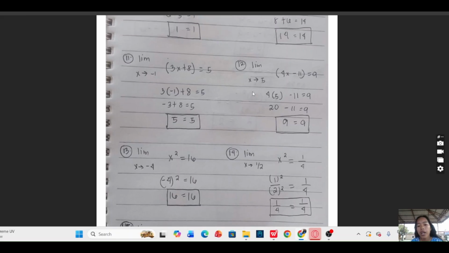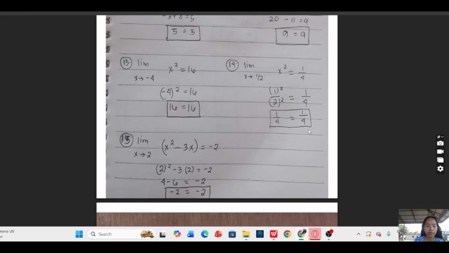So next is number 12. We have the limit of 4x minus 11 is equal to 9, as x approaches 5. So let's focus on this function. We would replace x with 5. So 4 times 5 minus 11, that would be 20 minus 11, and 20 minus 11 would be 9. So 9 is the same as the other side, also 9. So that is correct. That's still correct.